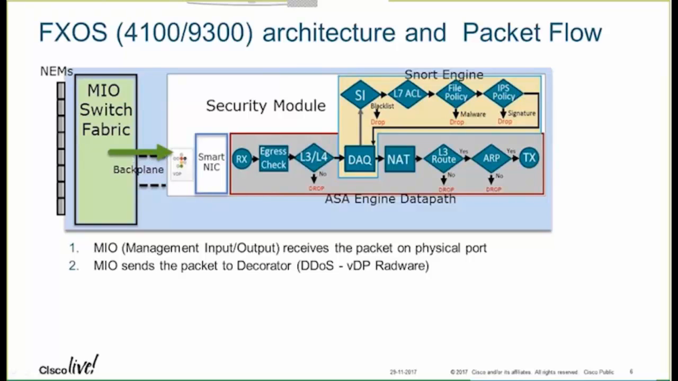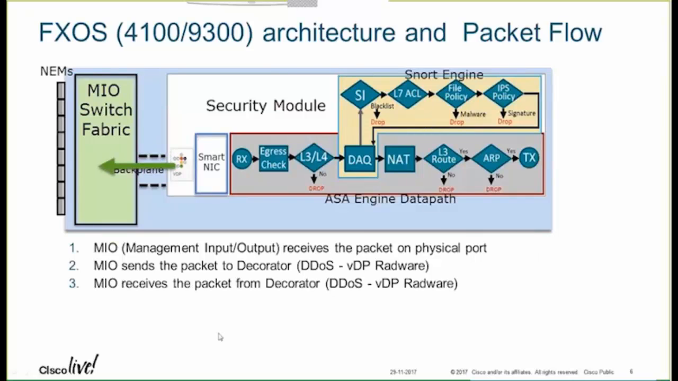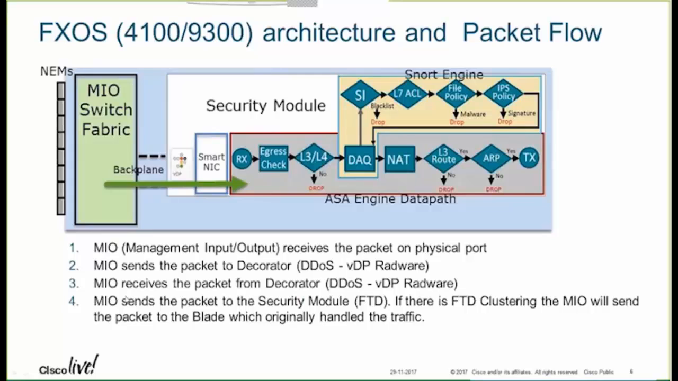VDP for DDoS. And once VDP is done with it, it would send the traffic back to the MIO once again. At this stage, MIO then sends the packet to the security module, and this is the stage when the FTD would first receive the traffic.